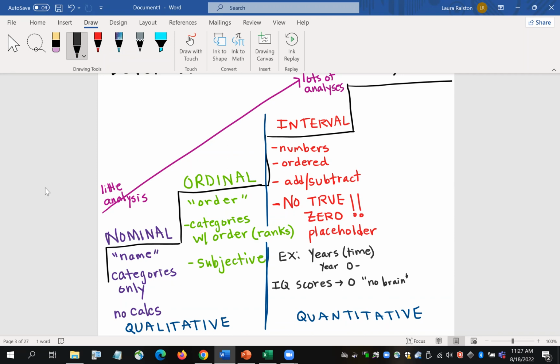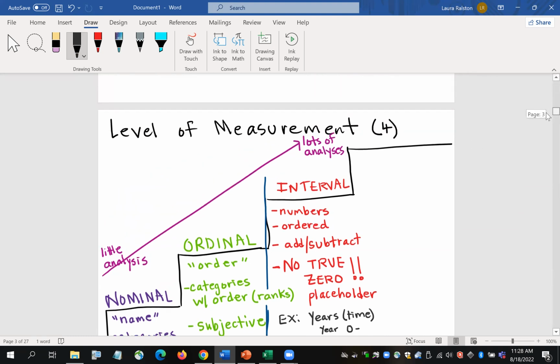The other one that's a good example is temperature. Okay, if I tell you that it's 0 degrees Fahrenheit outside, that does not mean there's no heat or no temperature. It means it's cold. Okay, so that concept of no true 0 is an area where students tend to struggle. But I'll try to help you figuring that out here in just a minute.